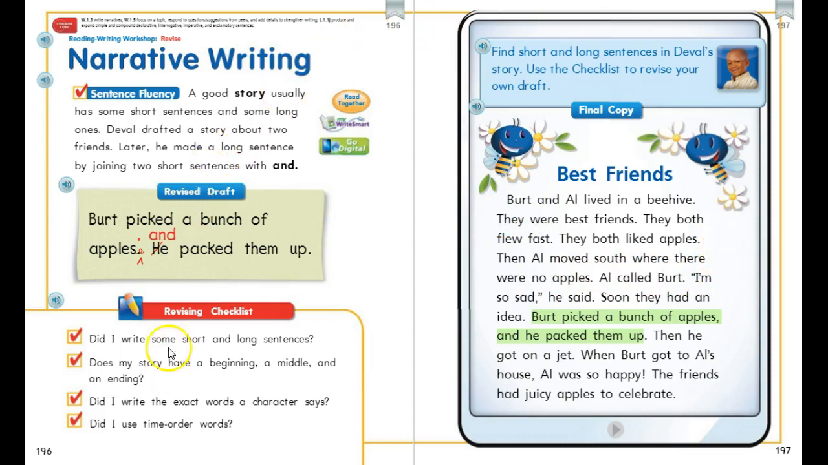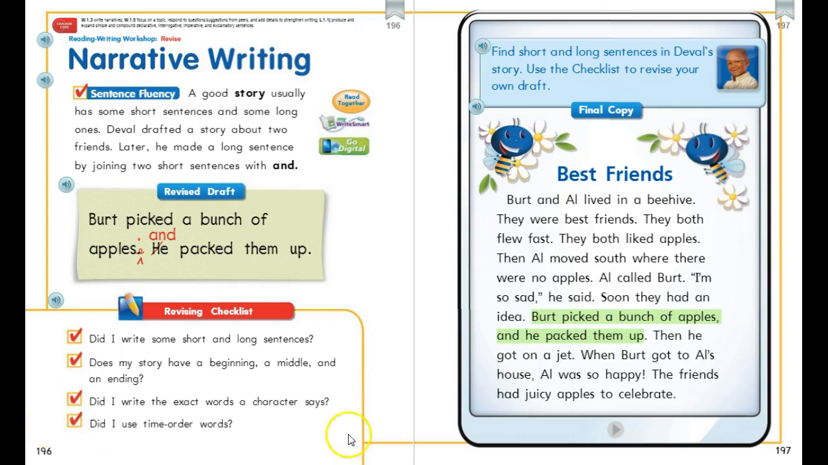Okay, so let's look at this revising checklist before I send you on your way to finish your draft, if you haven't finished it. Also revise and proofread, and then make a nice final copy in your composition notebook. So here are some things to check while you do your proofreading and revising. Did you write some short and long sentences? Does your story have a beginning, middle, and an end? Did you write the exact words that a character says? Did you use dialogue? And did you use time order words?